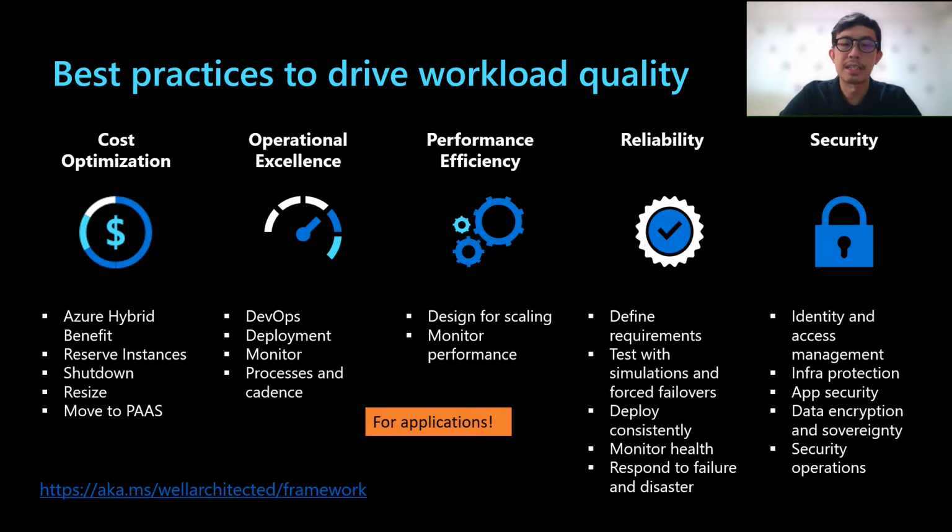For operational excellence, number 1 rule, start with DevOps. Make sure that you have a deployment pipeline in place that's automated as much as possible. Always monitor what's going on in your entire workload. Monitor for processes and have regular cadence to review the whole operational landscape. For performance efficiency, always design to scale and always monitor that performance.